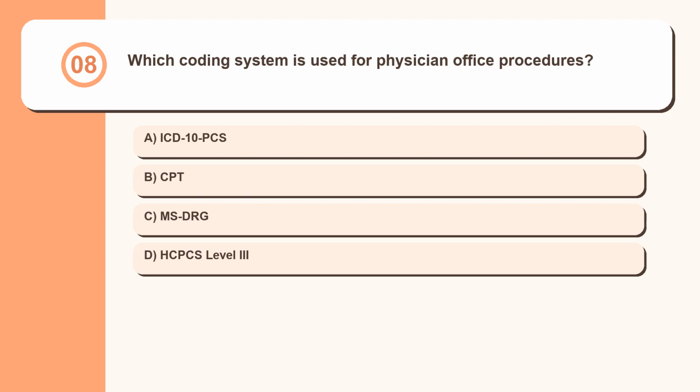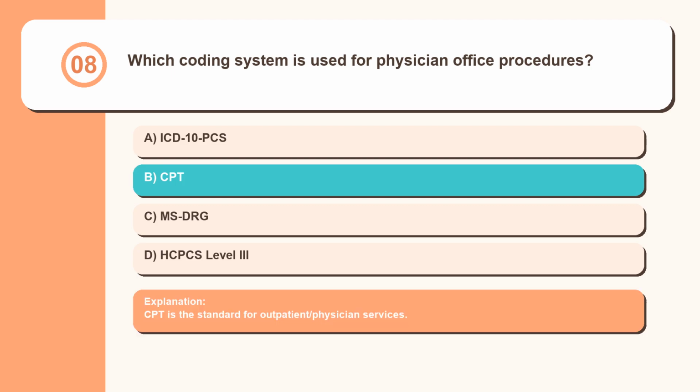Question 8. Which coding system is used for physician office procedures? ICD-10-PCS, CPT, MS-DRG, HCPCS Level III. CPT is the standard for outpatient and physician services.